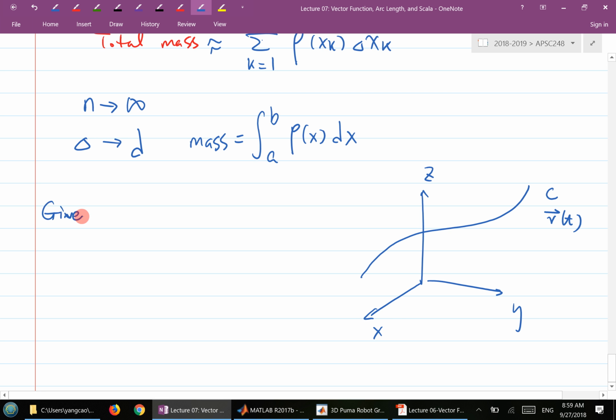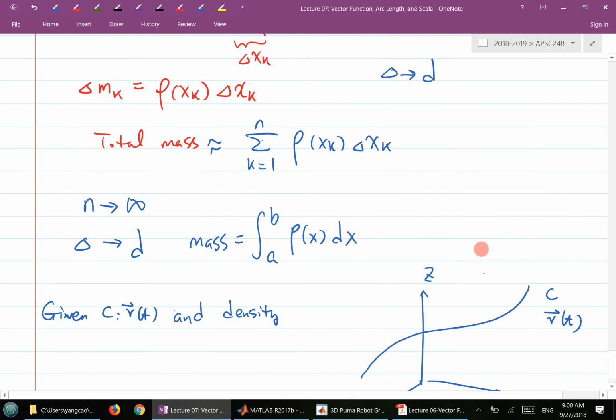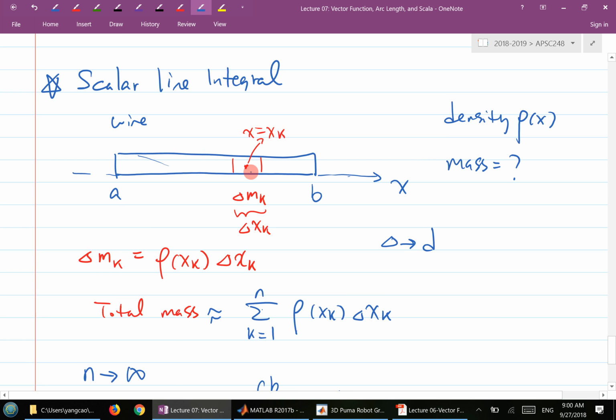So given C as r of t, and also given is the density of this curve C. If you look at this one here, the density is rho of x, because in 2D, for any x here, you plug in the x, you get the density.